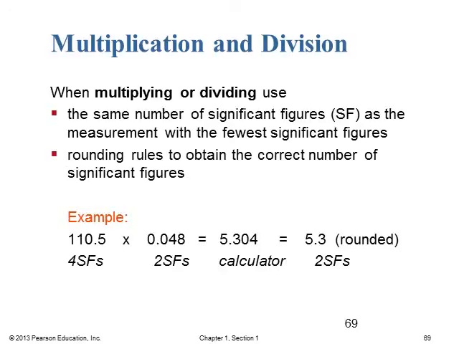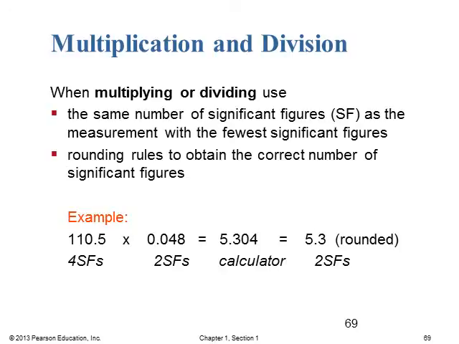So when you're multiplying and dividing, they follow the same rules. So when you're multiplying and dividing, we report the same number of significant figures as the measurement with the fewest significant figures. So whichever measured value has the fewest significant figures determines how many significant figures we can have in our final answer. And we can use the rounding rules to obtain the correct number of significant figures as usual.